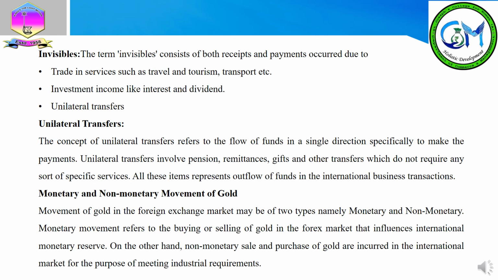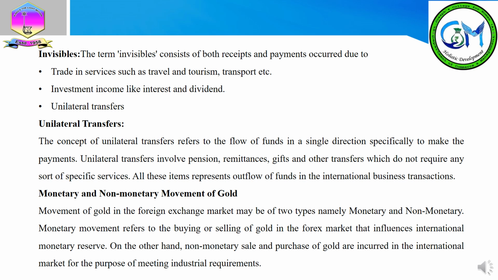And what do you mean by invisibles? The term invisibles consists of both receipts and payments occurring due to trade services such as travel and tourism, transport, etc., investment income like interest and dividend, and unilateral transfers. What do you mean by unilateral transfers? The concept of unilateral transfers refers to the flow of funds in a single direction, not in both directions. So we call it unilateral transfers.